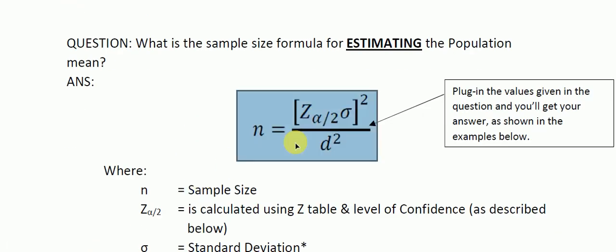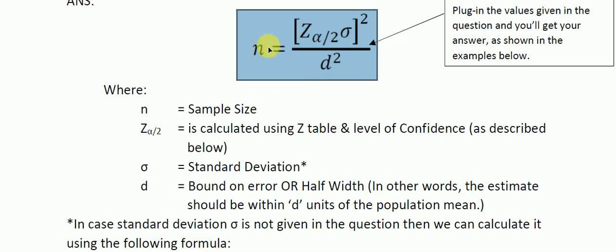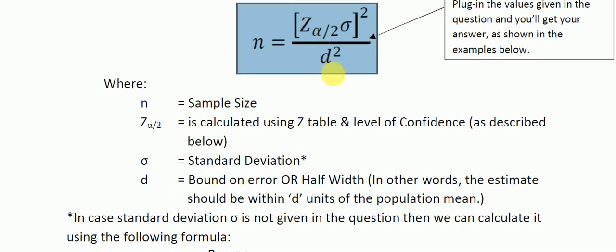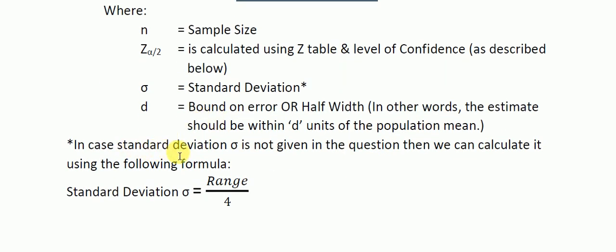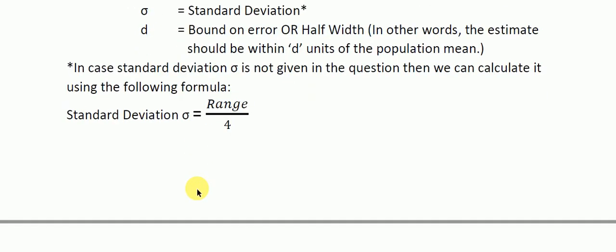So over here, n is equal to z alpha by 2 into sigma, which is the standard deviation, whole square divided by d square. In case standard deviation sigma is not given in the question, then we calculate it using the formula below. There's actually a value called range which might be given in the question instead of standard deviation. Just divide that range by 4 and you'll have your value for standard deviation.